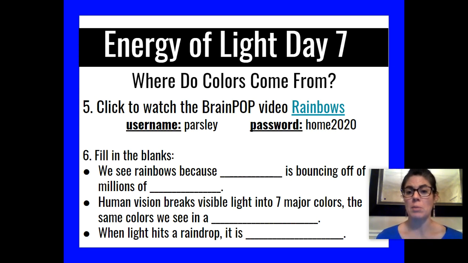We see rainbows because blank is bouncing off of millions of blank. Human vision breaks visible light into 7 major colors, the same colors we see in a blank. And when light hits a raindrop, it is blank. If you can't fill in those blanks, you need to go back and rewatch the video.